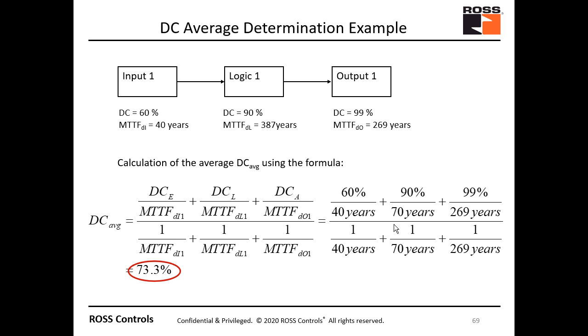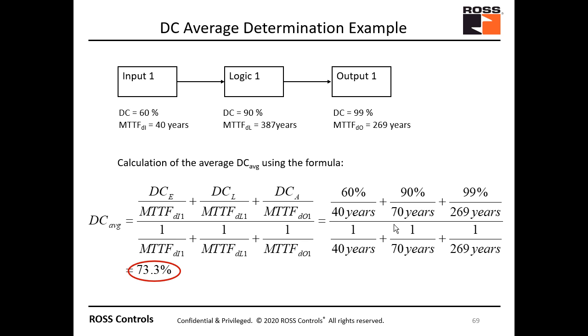And let's say, and I just put some assumptions in here, that we only had 60% diagnostic coverage on the light curtain, which I know we don't because they have 99%. I'm just showing you as an example. And let's say we had 40 years. I wanted to show you some differences. Let's say the logic device had 90% and 70 years, and our Ross valve had 99% and, based on number of operations, 269 years on MTTFD. We know we're much higher with the components we selected, but this is showing 73.